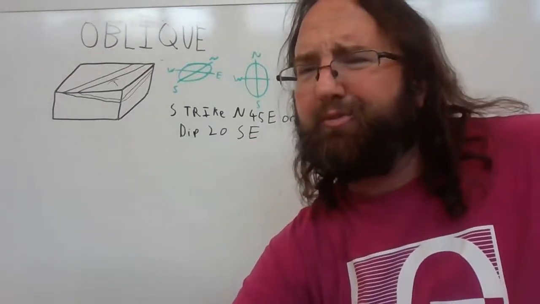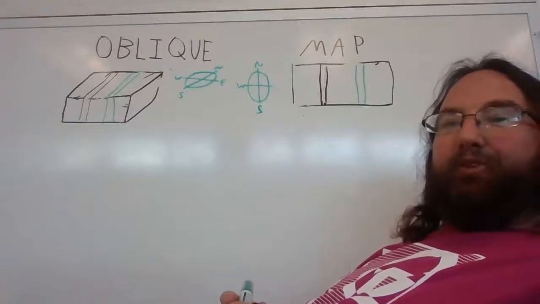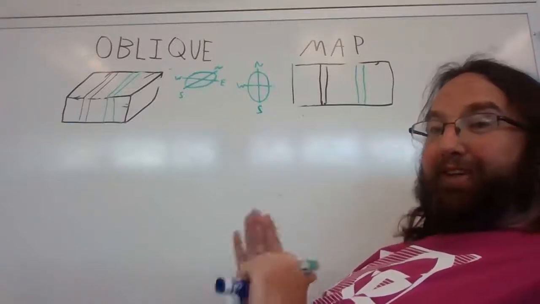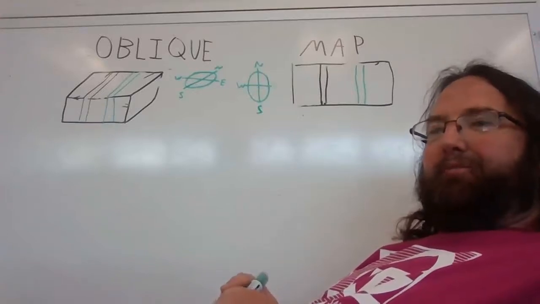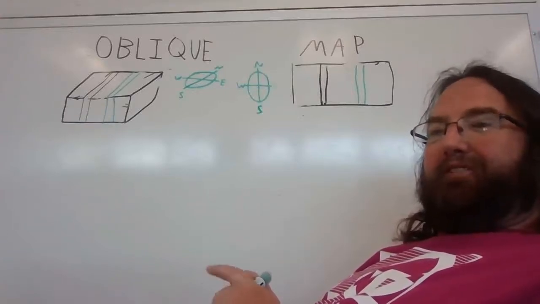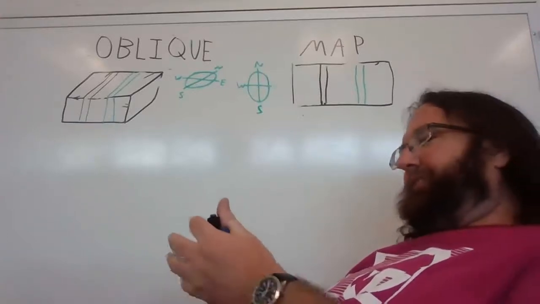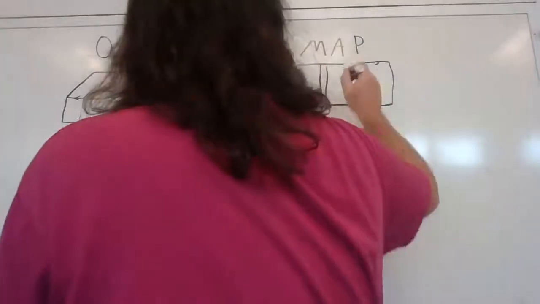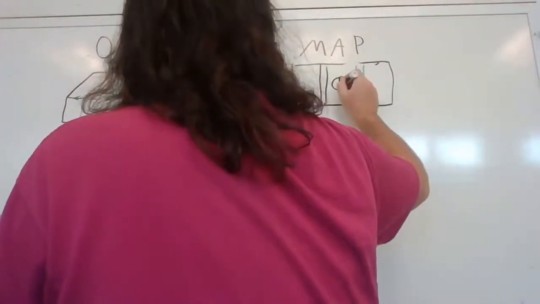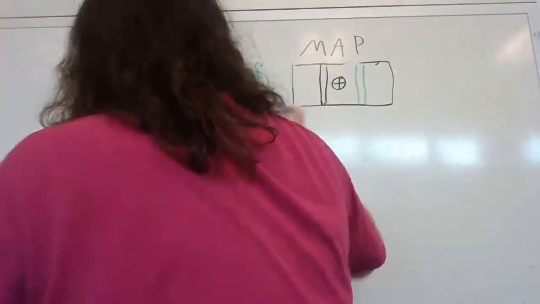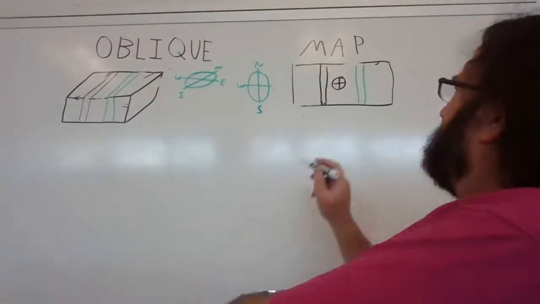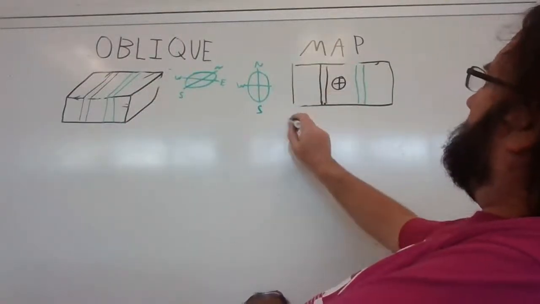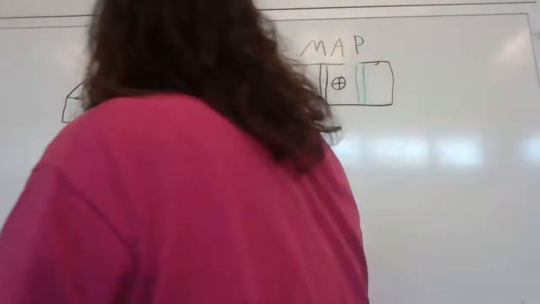All right, got two more, then we'll set you free. So now we have a situation where things have been really turned to the side. Literally. We have a symbol for beds that are dipping perfectly vertical. That symbol is this one. Of course, it looks a hell of a lot like the compass rose I did. I'm sorry. This just means strikes north-south.